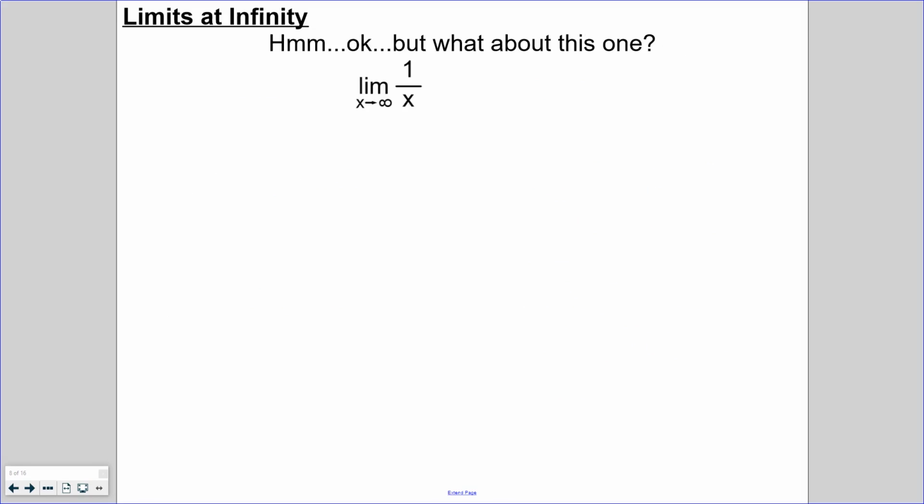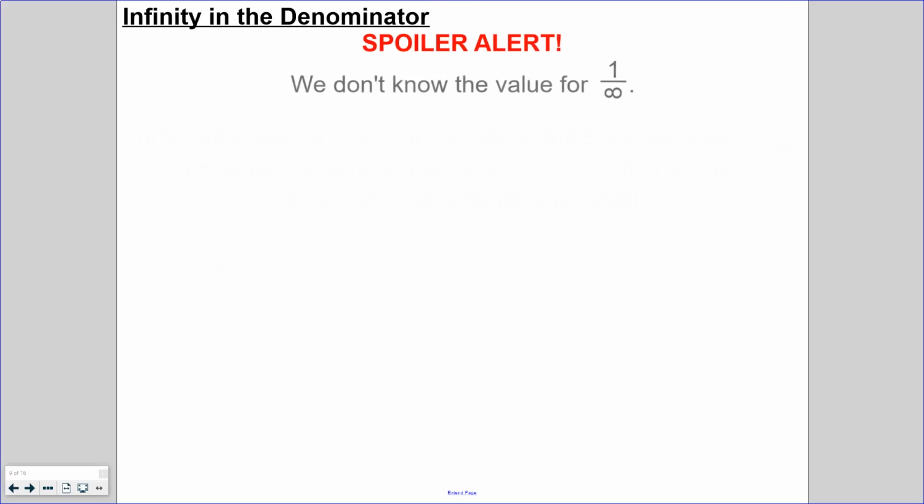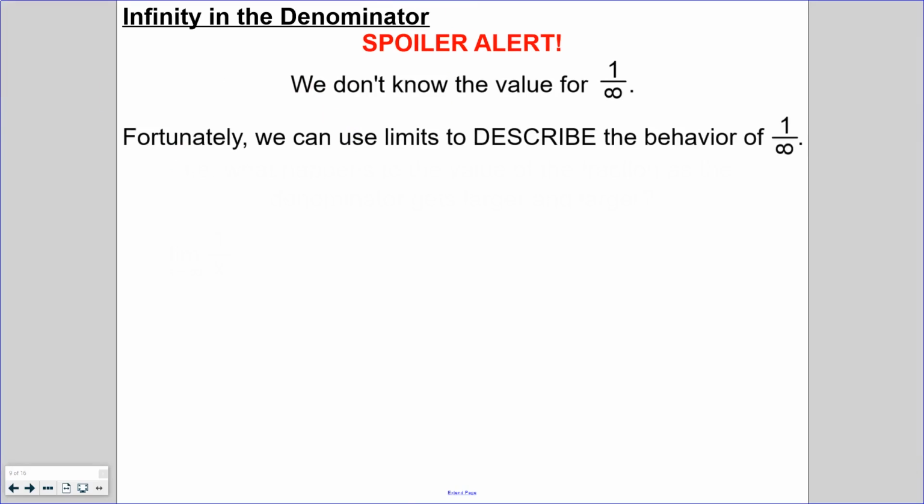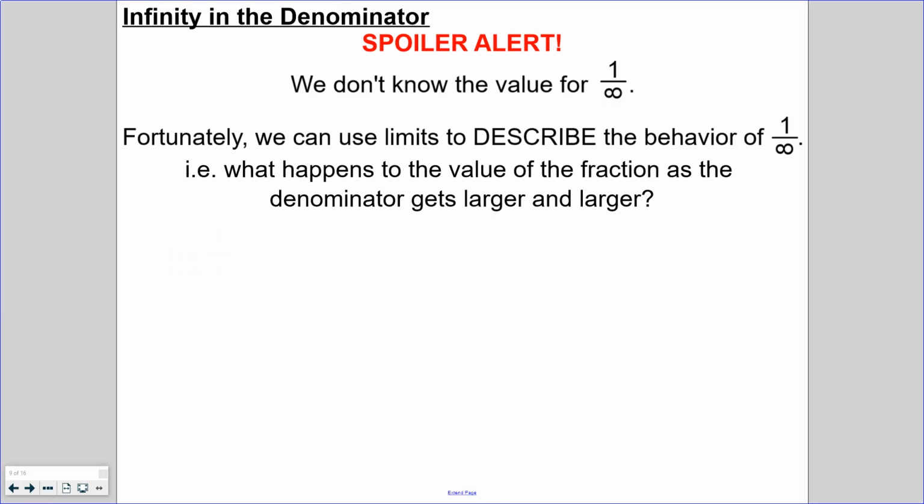Okay, what if we want to get a little bit more challenging? What about this one: the limit as x approaches infinity of 1 over x. Our go-to strategy is always direct substitution, so let's see what happens. We're going to get 1 over infinity. Spoiler alert, we don't know the value of 1 over infinity. But fortunately, we can use limits to describe the behavior of 1 over infinity. We can answer the question: what happens to the value of the fraction as the denominator gets larger and larger? We tried direct substitution and that didn't work, so let's go to our next option.